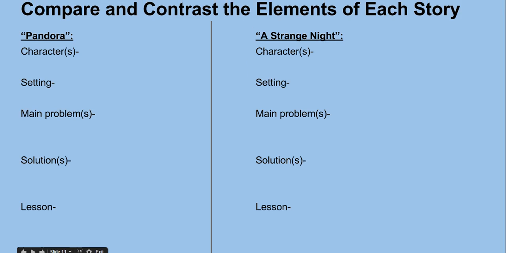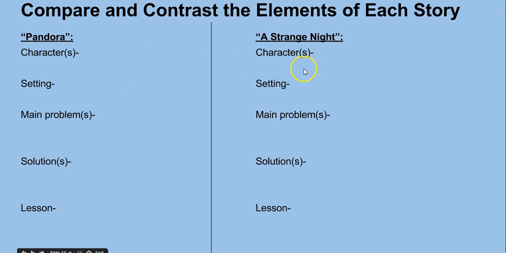And then you're going to be comparing the 2 different stories based on their elements. So using the smartboard markers, go ahead and write in each of these spaces the characters from the story, what the setting was, so where the story happened, if there were any main problems in the story or issues, and if there were any solutions to those problems. So how did those issues get fixed, or how did they not get fixed?